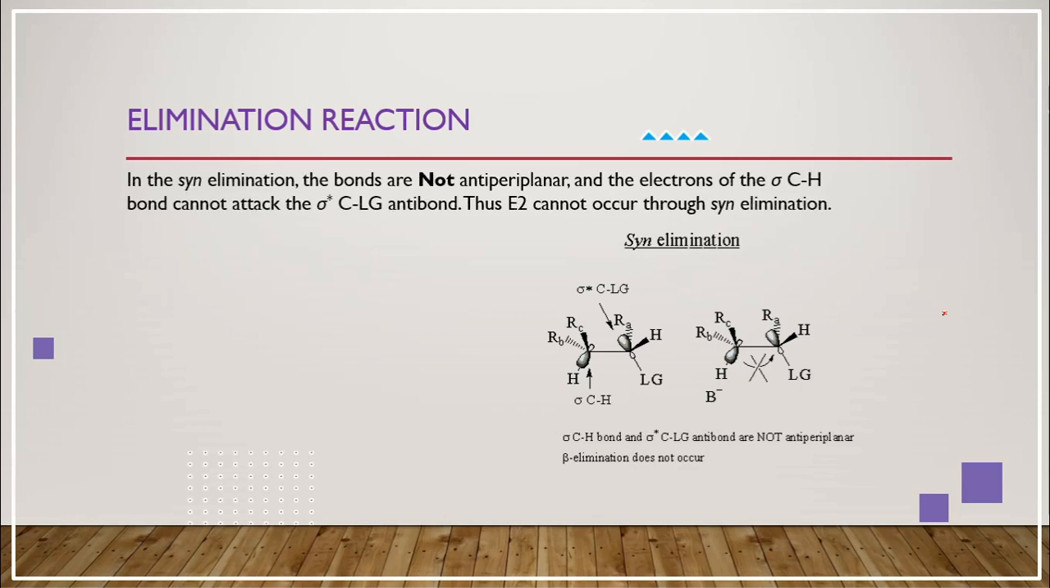In the syn elimination, the bonds are not anti-periplanar and the electrons of the sigma C-H bond cannot attack the sigma star orbital of the carbon-leaving group antibond. Thus, E2 cannot occur through syn elimination.